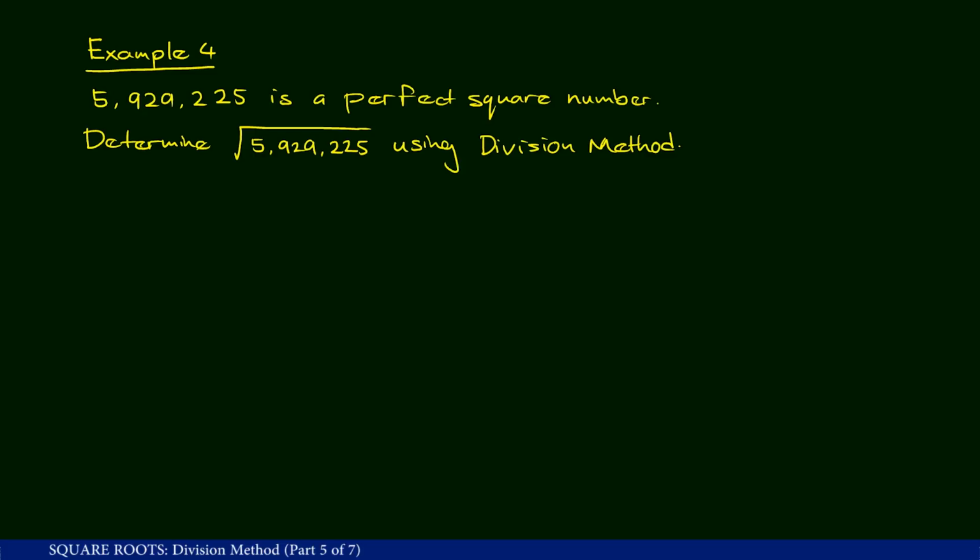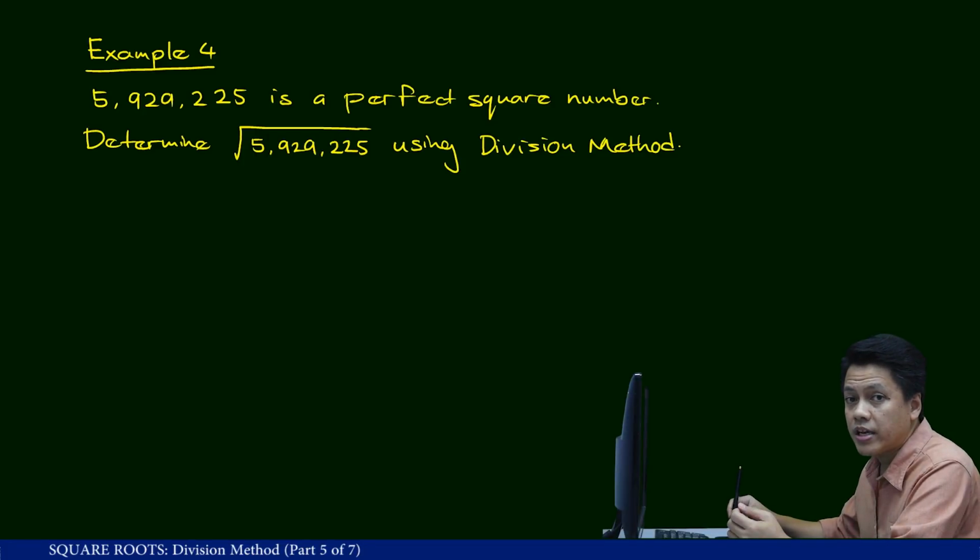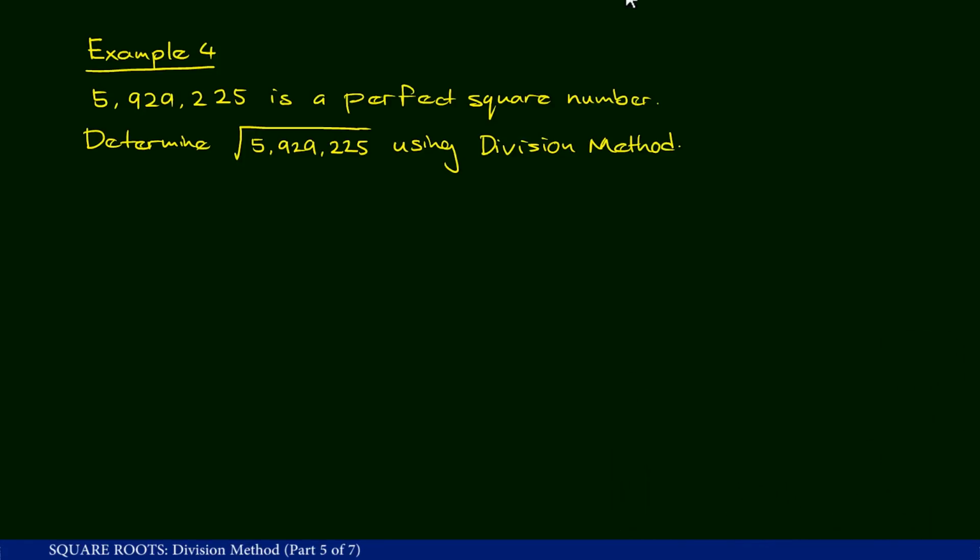5,929,225 is a perfect square number. Determine the square root of 5,929,225 using the division method. So we have a 7-digit number, so it's quite large, and to find out the square root is a little bit challenging. But remember the steps that need to be taken. Okay, so what are the steps?